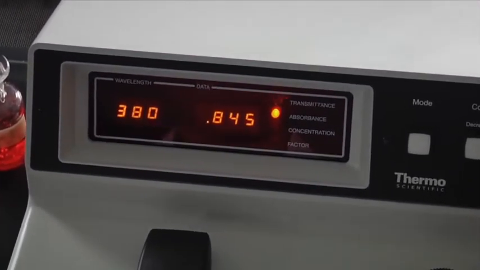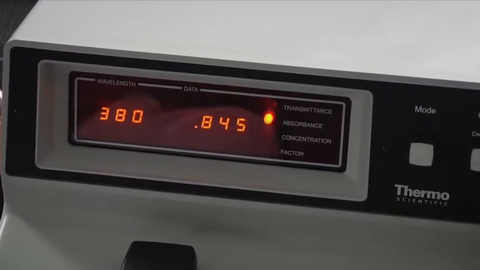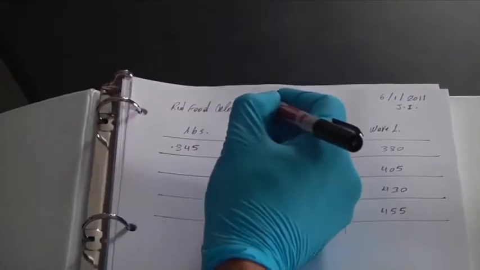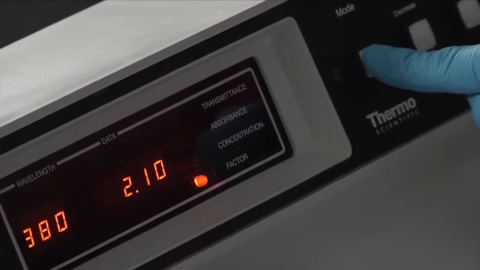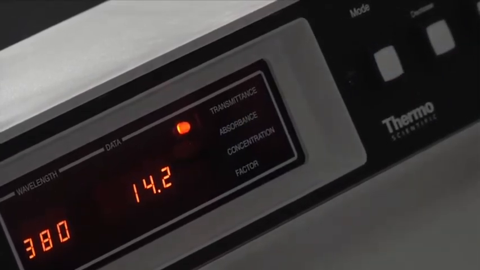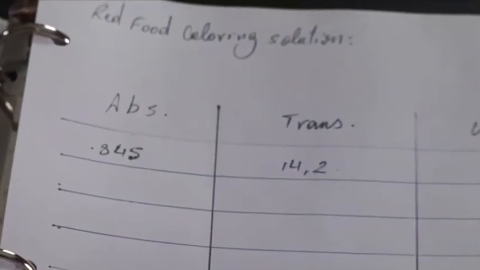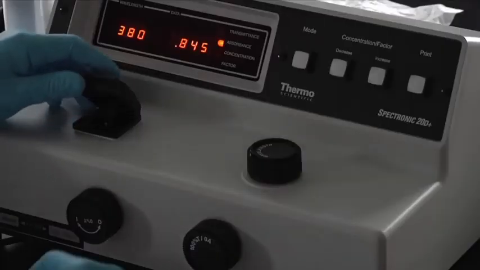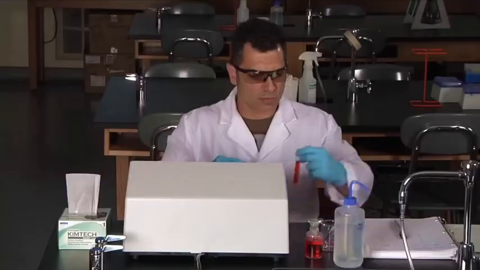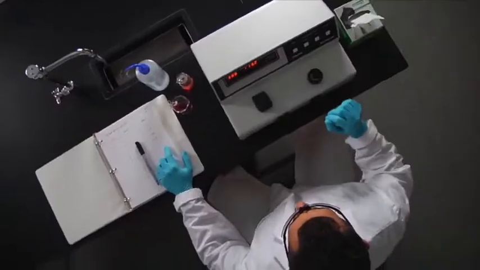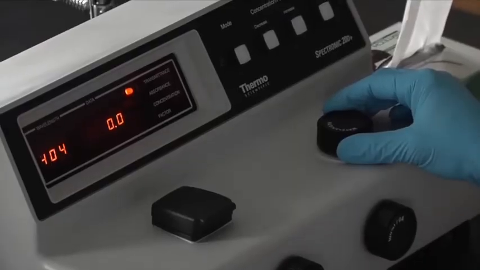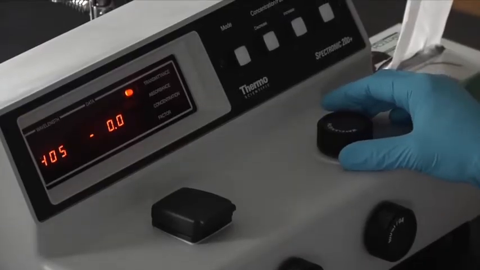The absorbance of the sample is 0.845. Press the mode control key to select transmittance. The transmittance for the sample is 14.2%. Increase the wavelength by 25 nanometers to 405.